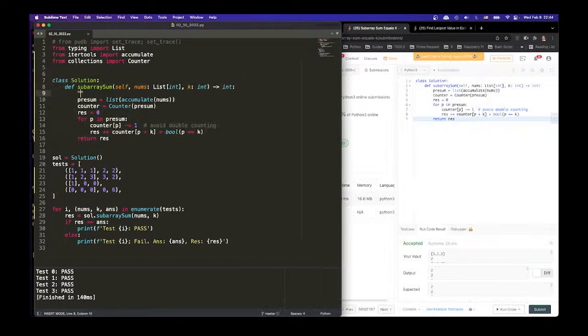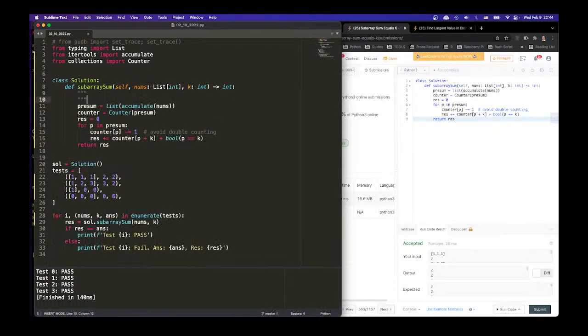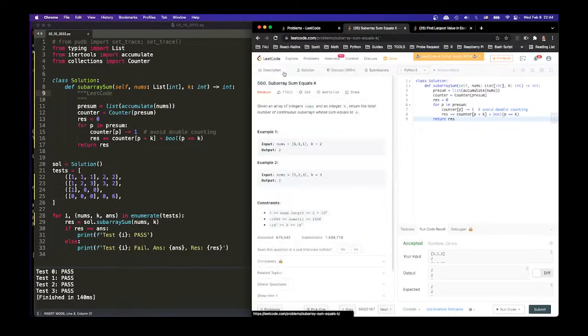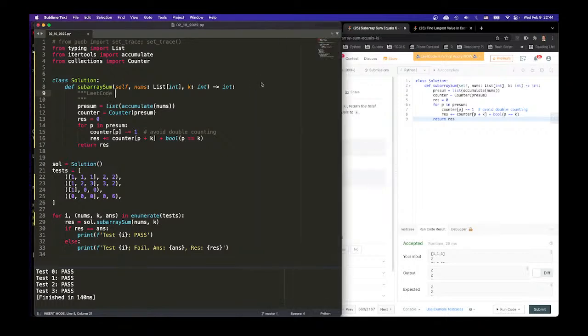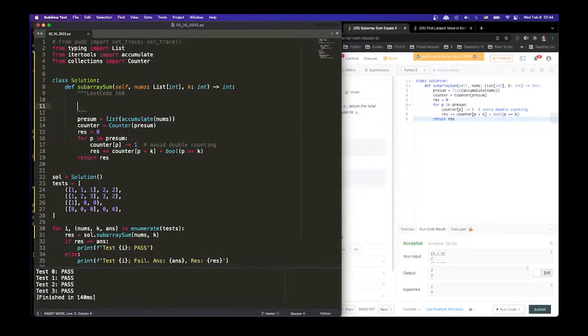Not the best, but it works. I actually have a solution to this one. That's good. I'm pretty sure there's some smart solution. So I use prefix sum and a counter on the prefix sum.